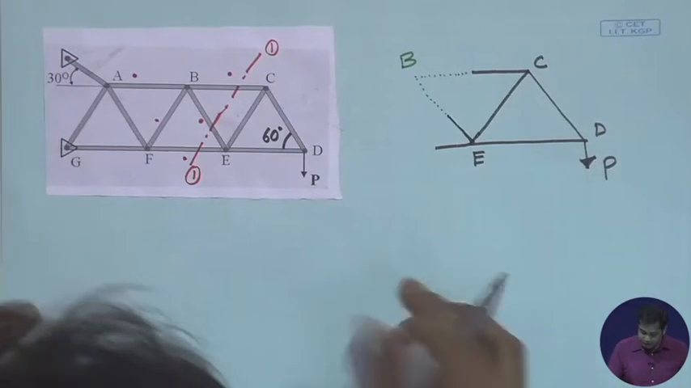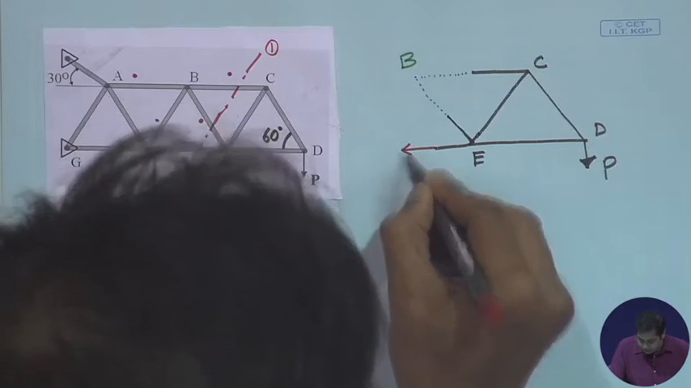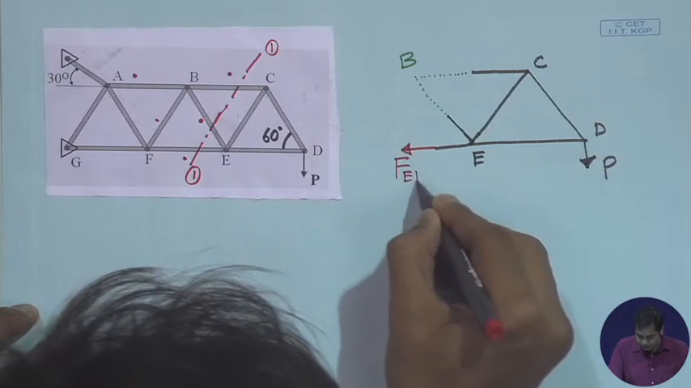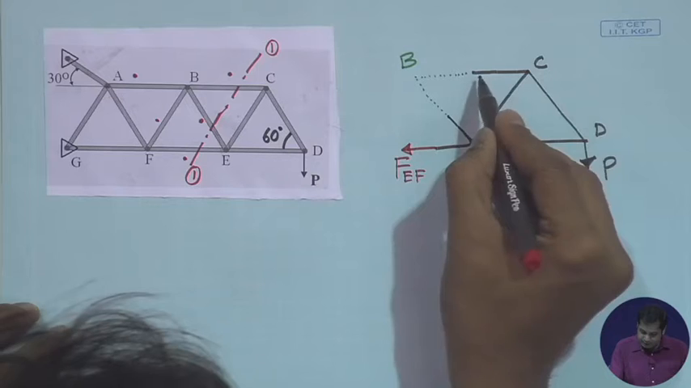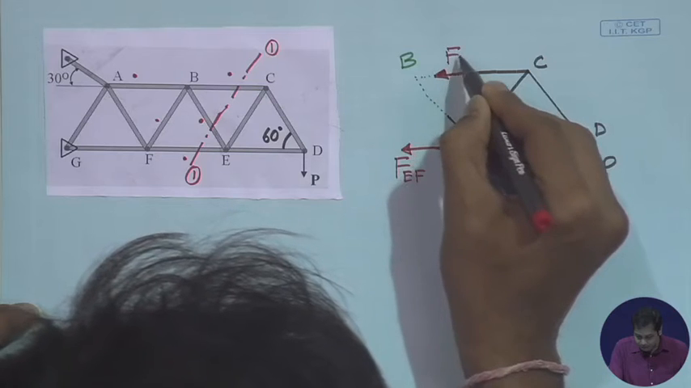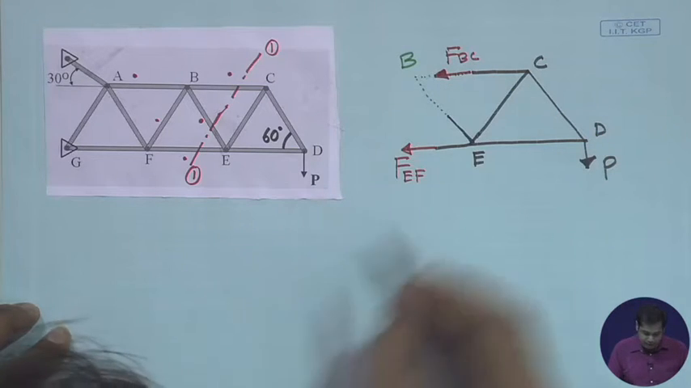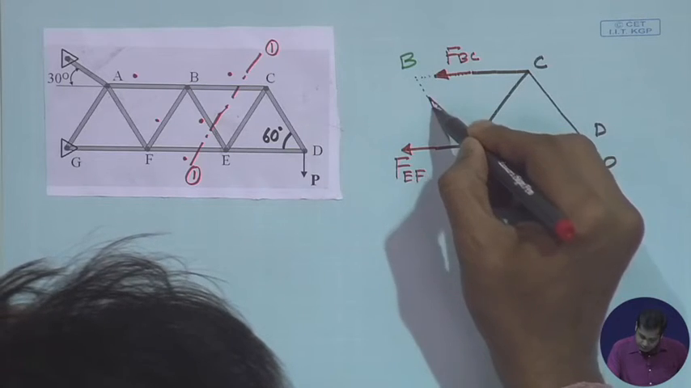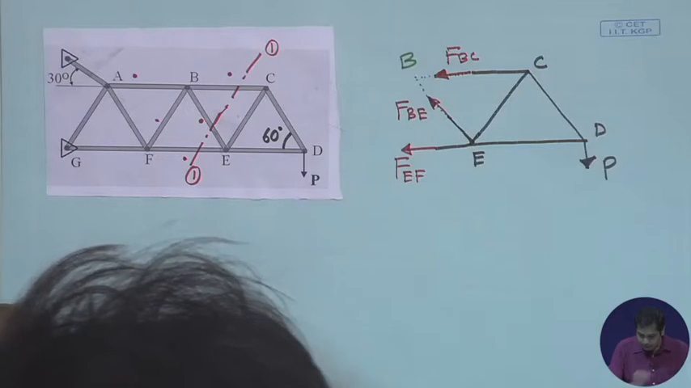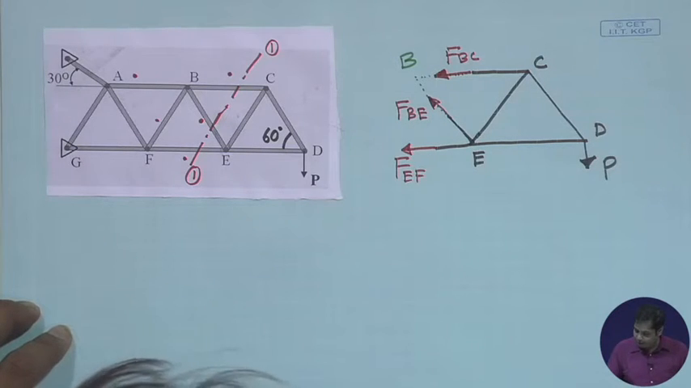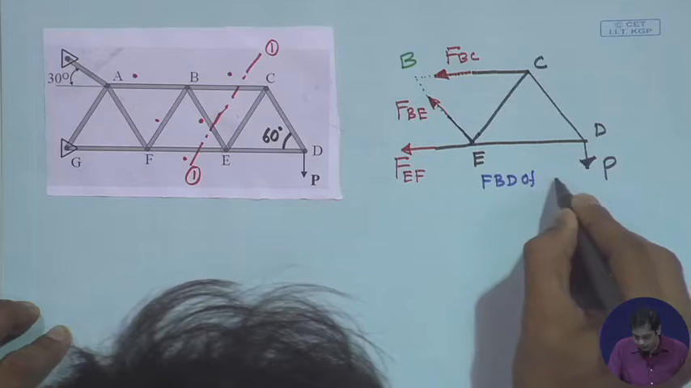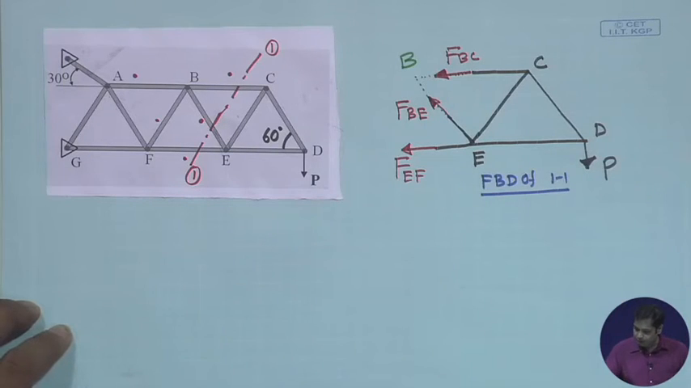The forces will be: this force is in member EF, so this is F_EF. Now this is member BC, so there will be force F_BC. Similarly, we have a force in member BE, and this is F_BE. So this is the free body diagram of section 1.